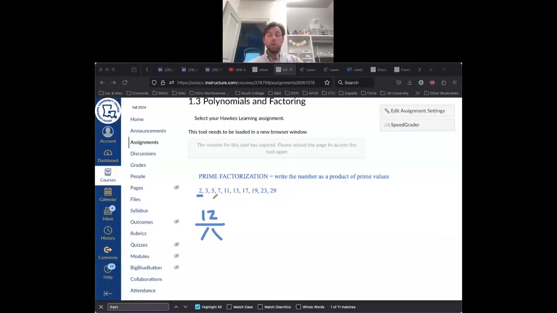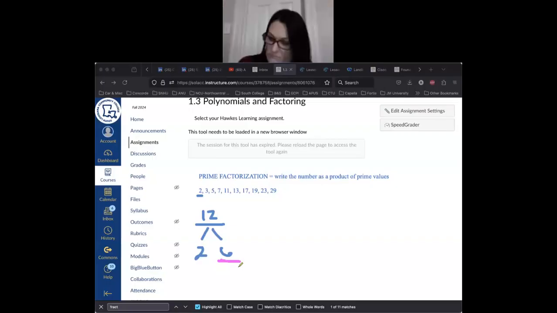Working with small values, I like that. I don't like working with big values, 29s and 19s. It's unwieldy. But I can work with small ones, 2, 3, 5. So does the value 2 go into 12? The answer is yes. We multiply it as 2 times 6. Now we focus on the 6, and we ask ourselves, is 6 a prime number? No, it's not in my list.